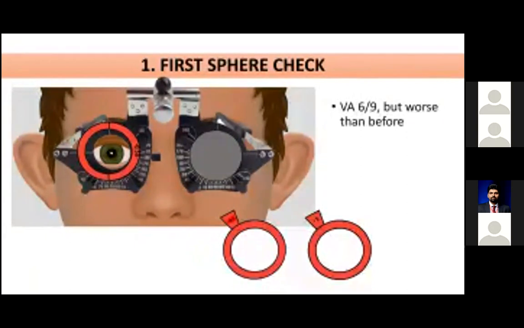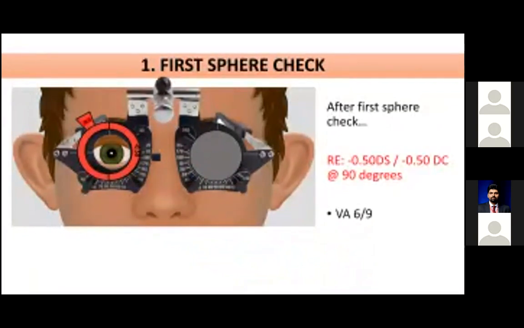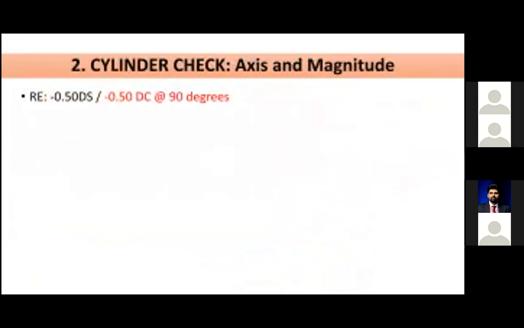So I know I've gone too far. So I'll put back the -0.5 diopter sphere, and this completes my first sphere check. This is just a rough estimation of whether the sphere is accurate or not. After the first sphere check, my prescription is -0.5 diopter sphere with -0.5 diopter cylinder at 90 degrees, and the visual acuity is 6/9. Now, the second step is the more important one in subjective refraction, which is checking the magnitude and axis of the cylinder.